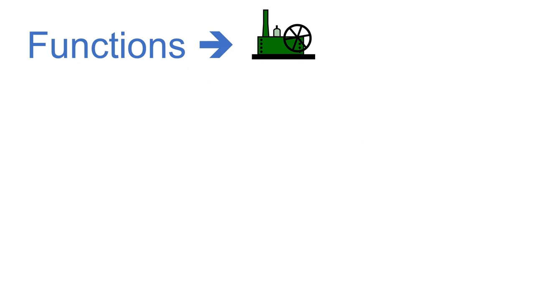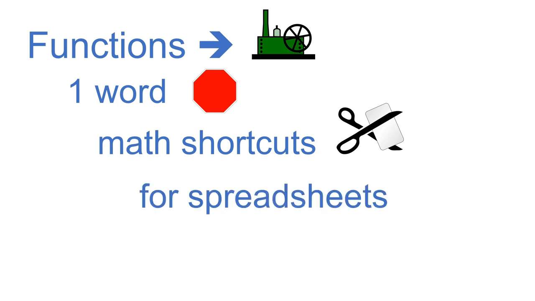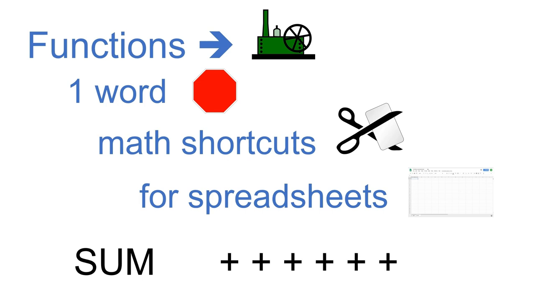Functions are tools in spreadsheets that are one-word math shortcuts. Basically, with that one word, you can combine more than one formula and perform them all at once. And they are just used in spreadsheets. The function we're going to look at today is one of the most common ones used, and that is sum. And that is a shortcut for basically adding several numbers or a bunch of numbers together.